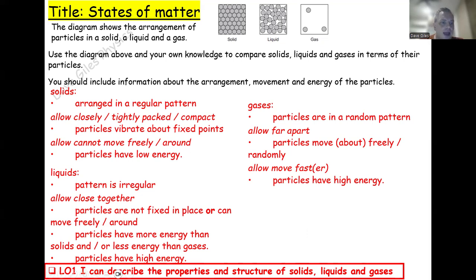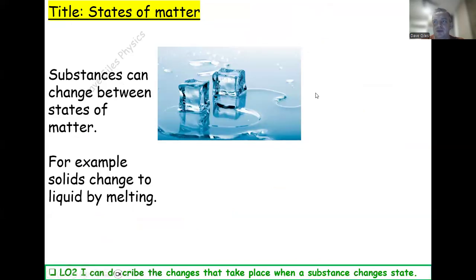Okay, that is the end of the first learning objective, which was describe the properties and structures of solids, liquids, and gas. I hope you're all feeling okay with that. So moving on to our second learning objective, let's describe the changes that take place when a substance changes state.